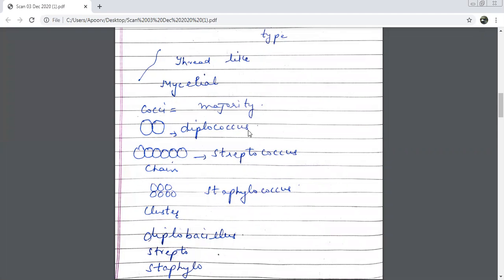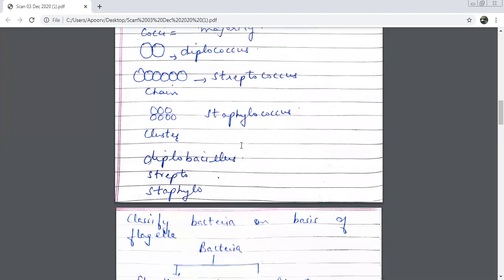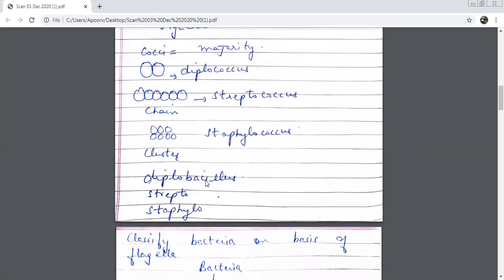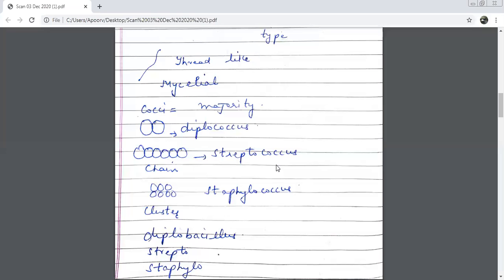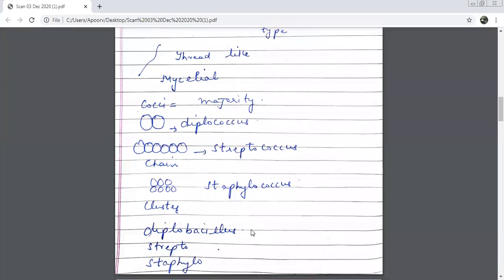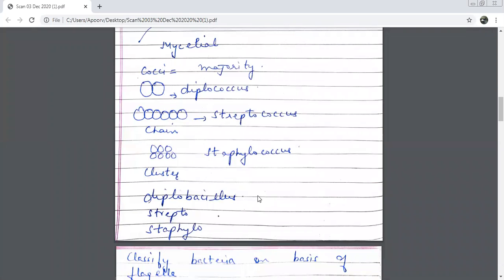This part will change. Suppose instead of coccus we have bacillus. Okay, let's talk about these ones. If two oval-shaped bacteria combine, we are going to call them Diplobacillus. If we make a long chain with oval bacteria, then we'll call them Streptobacillus. Very good.